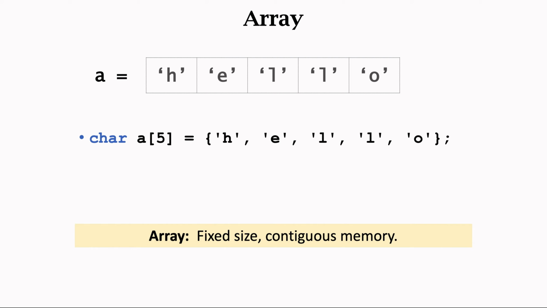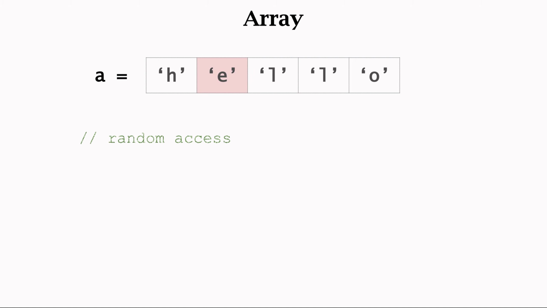Elements of an array are contiguous in memory, so we can use the address of the 0th element to find the ith element. It takes constant time to access the ith element. Elements in an array can be accessed using a bracket. A bracket 1 is the first element in the array. It is assigned to the variable x. Now variable x is letter E.